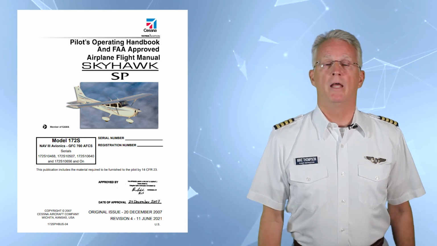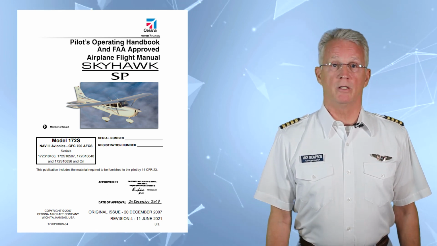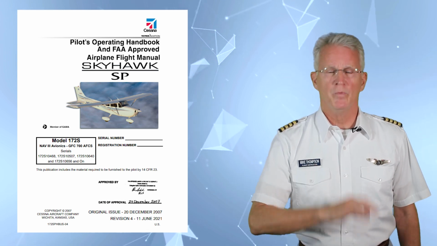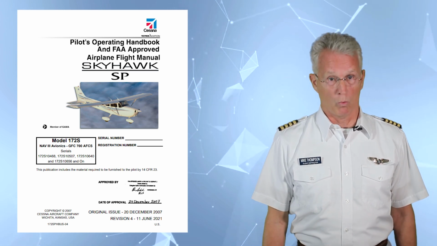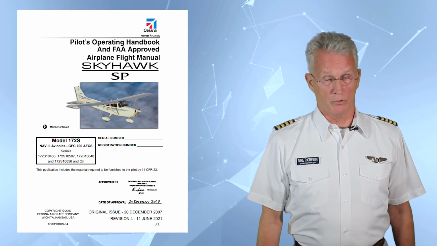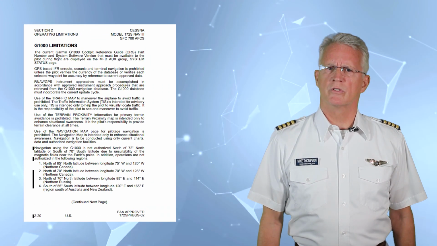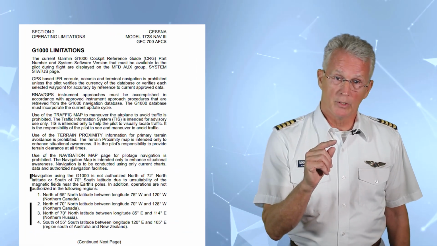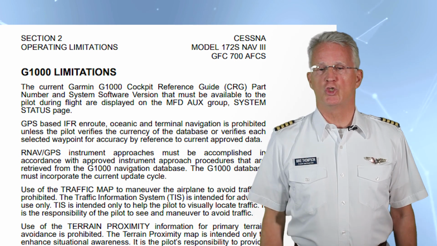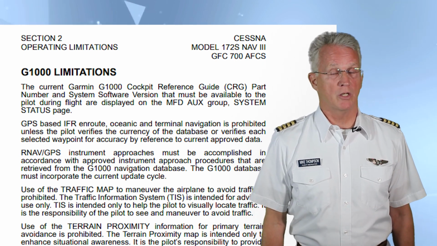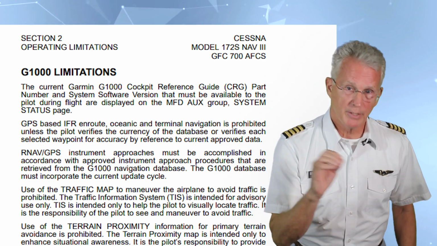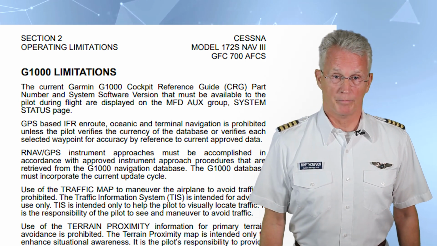Now, with these important points in mind, let's turn to our second reference, and that's the POH, or PIM in this case, and we'll find automation management information in sections 2, 3, and 7. So let's take a look at them in order. In section 2, we will see some of the system's limitations starting on page 20. Notice that it tells us that the G1000 CRG Cockpit Reference Guide must be available during flight.